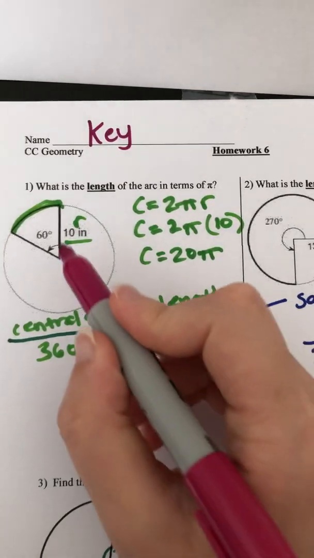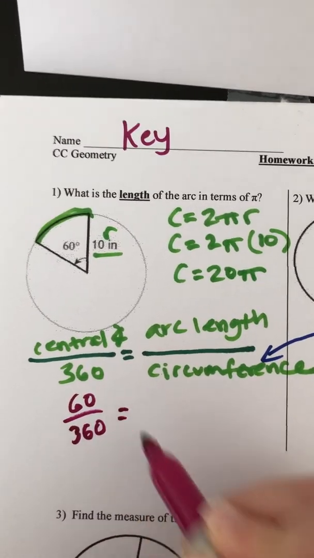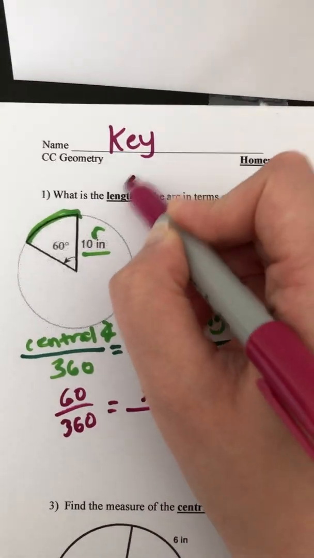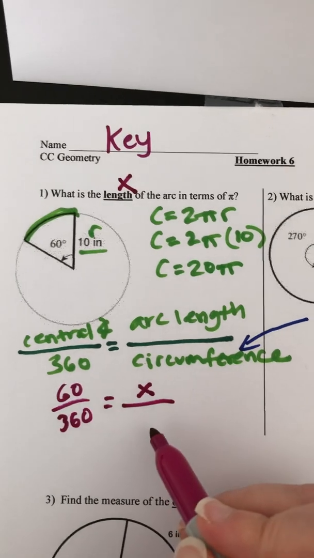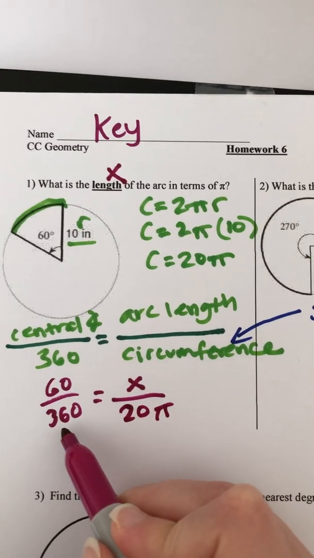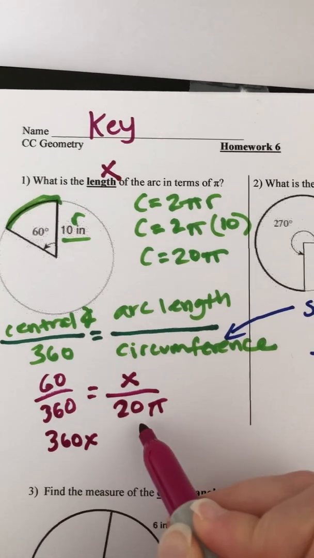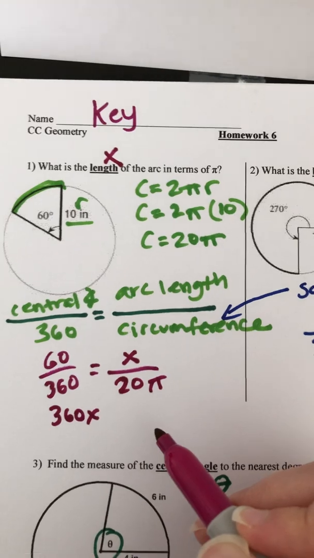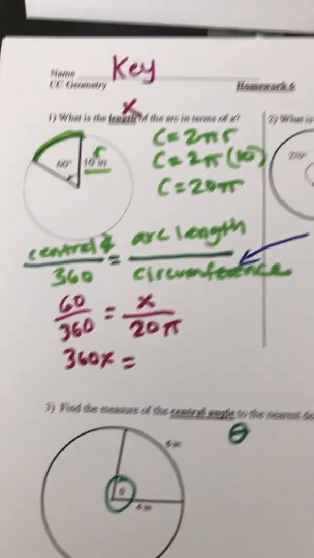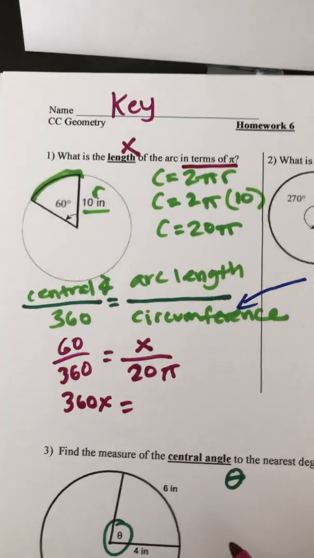The central angle is 60, so I'm about to plug the numbers into the proportion. 60 over 360 is equal to the arc length, which we don't know. We're looking for that, over the circle's circumference, which is 20 pi. We cross multiply 360 times x and get 360x, and 60 times 20 pi. Now that's very important that we leave that answer in terms of pi, because sometimes the final answer is in terms of pi, like it is in this question.